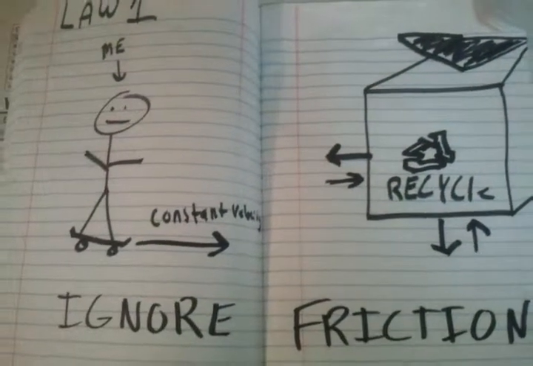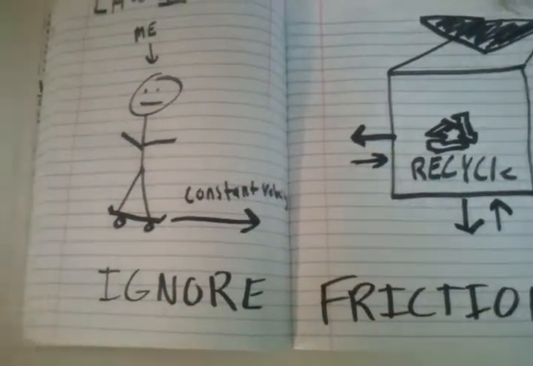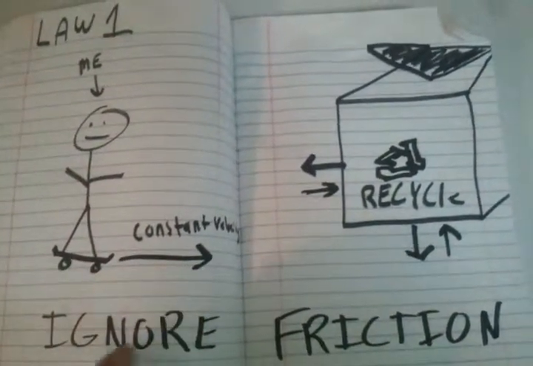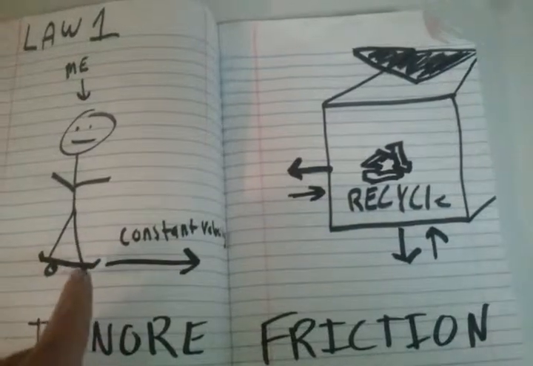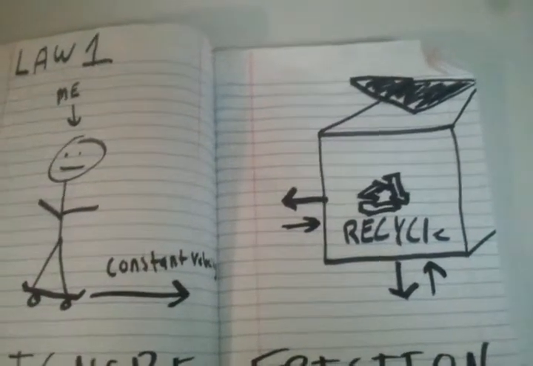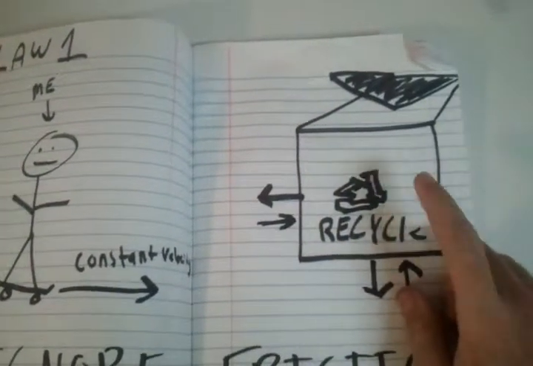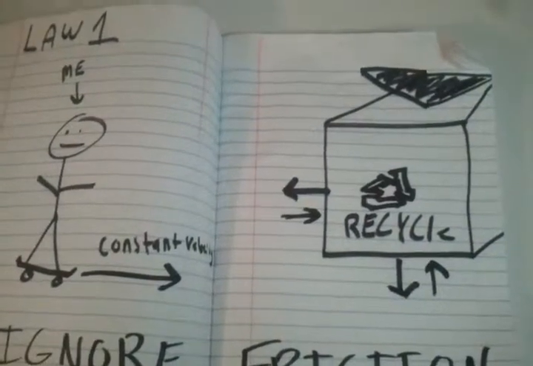Law number 1 is an object will remain at a constant velocity unless acted on by another force. For this, I'm going to eventually run into a trash can. Here's my rough sketch of me running into a trash can. Constant velocity, we're ignoring friction so that I would have constant velocity. And then the force of this here trash can is going to stop me.